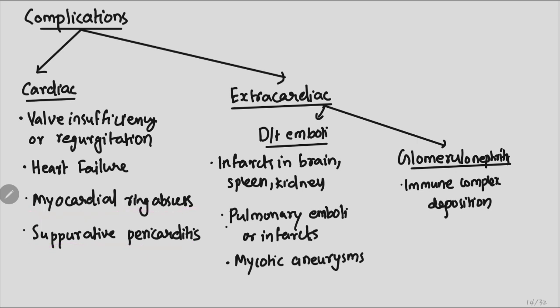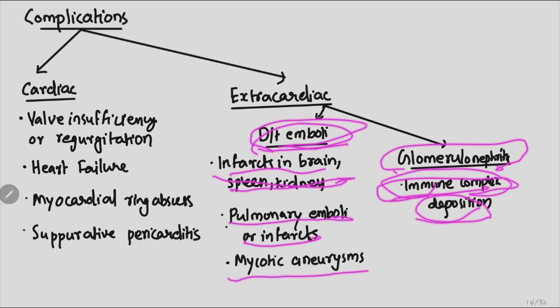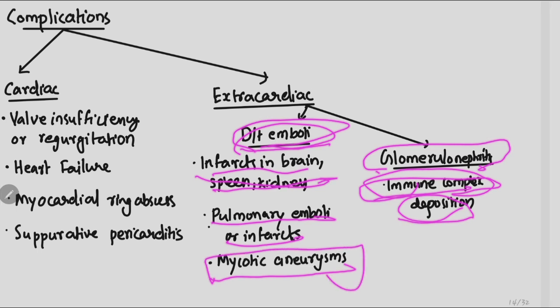Extracardiac complications can be due to emboli or immune complex deposition. Immune complex deposition can cause glomerulonephritis, and due to emboli the complications are infarcts in brain, spleen, kidney, then pulmonary emboli or infarcts, and also mycotic aneurysms can occur.